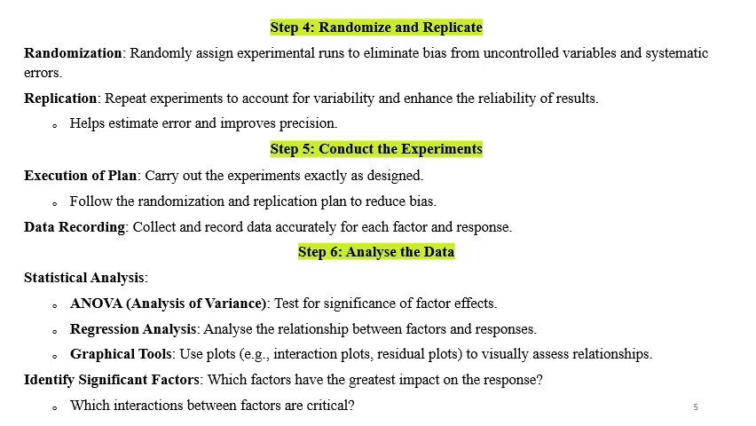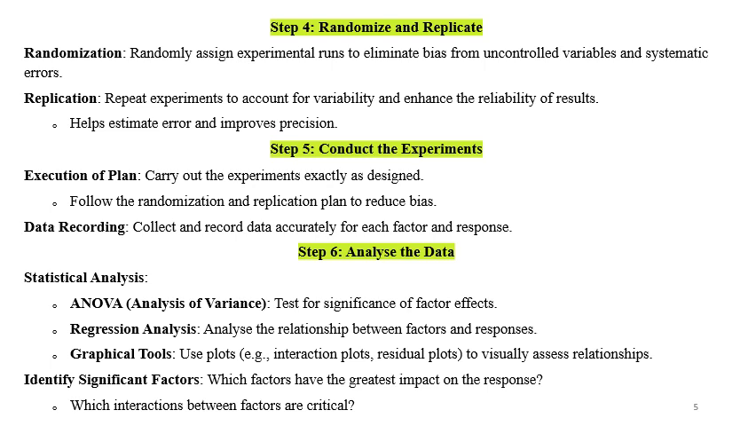Randomization means randomly assign the experiment runs to eliminate bias from uncontrolled variables and systematic errors. Replication means repeat the experiment to account for variability and enhance reliability of the results. Replication also helps to estimate the error and improves precision. So randomization is mainly done in the trials or experimental runs to eliminate the bias and the errors, and replication is to reconfirm the variability in the results.